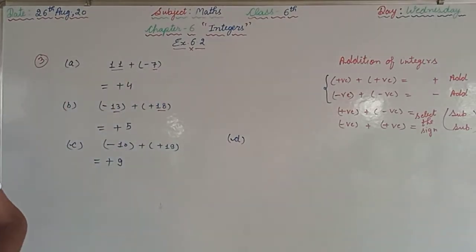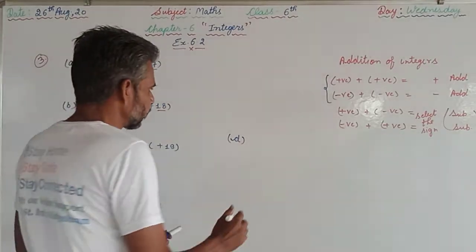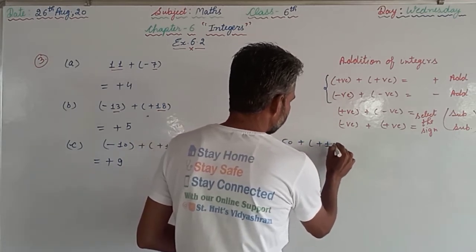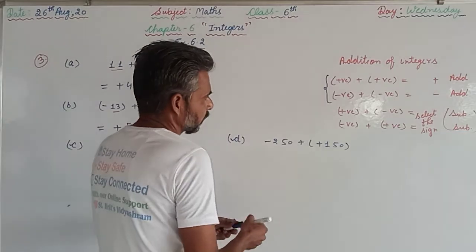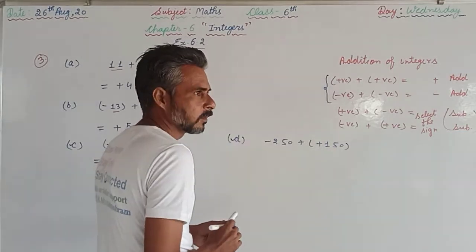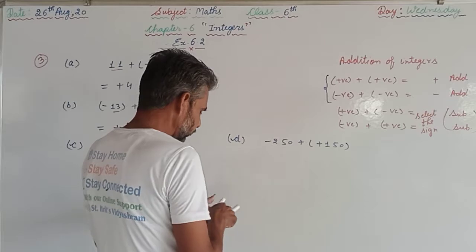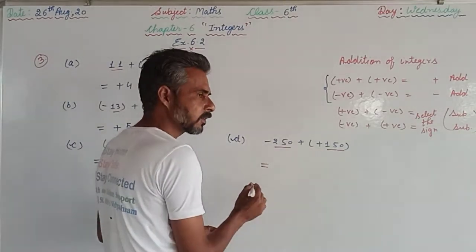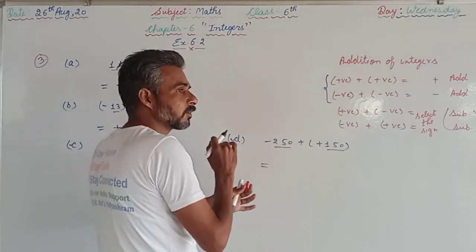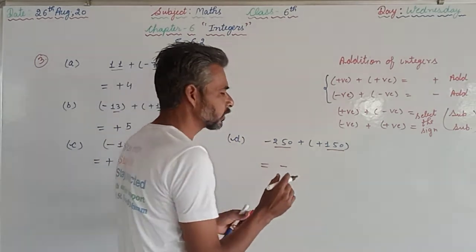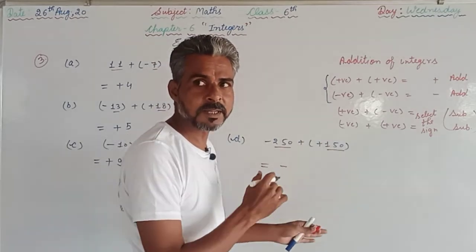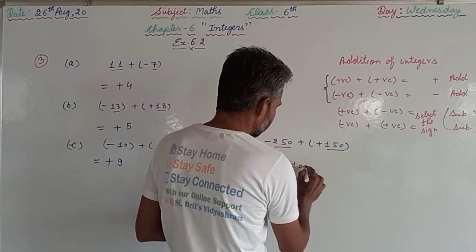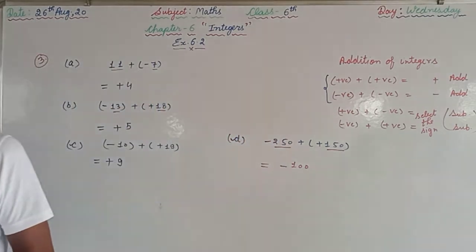Part D, we are having minus 250 plus 150. So again that fourth case is there. Now which one is the larger one in magnitude? In magnitude 150 and 250. So 250 is the larger one, so the sign of the larger number will be there, that is the negative, and afterwards we are supposed to subtract the smaller number from the larger number, means 250 minus 150, that is 100. So minus 100 is the answer.